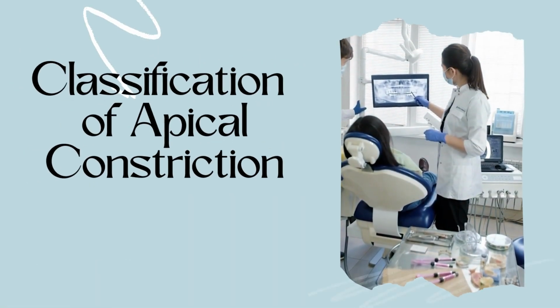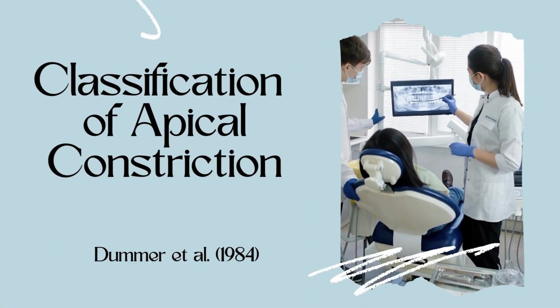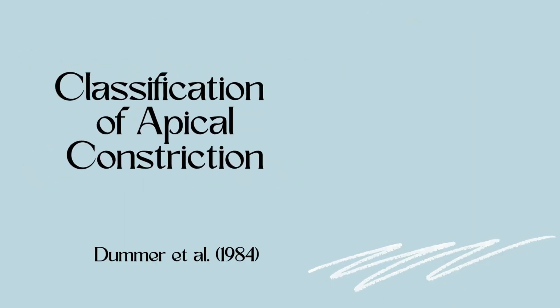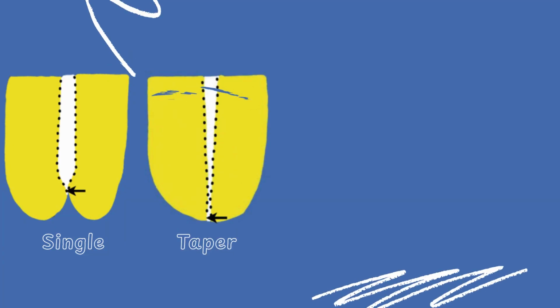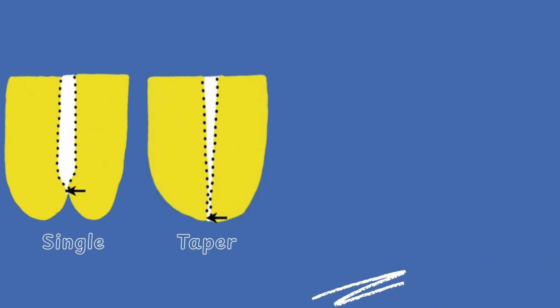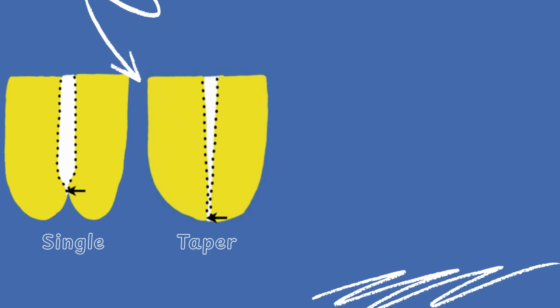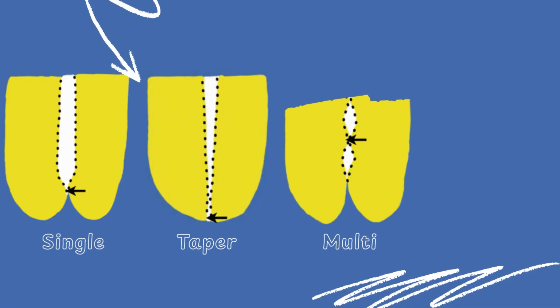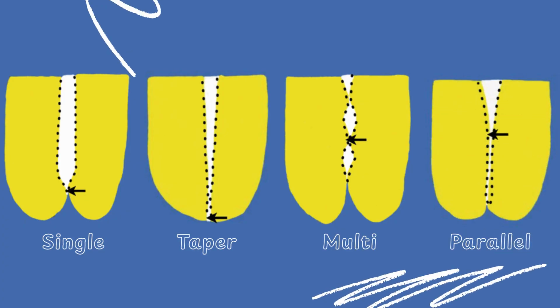Hence, Dummer in 1984 classified apical constriction as type 1, in which a simple, continuous narrowing of a single canal is seen. In type 2, the tapered canal narrows gradually towards the apex, resembling the funnel. Sometimes you will see multiple constrictions present along the apical portion of the canal, or the presence of parallel canal walls in the apical region forms type 4 apical constriction.